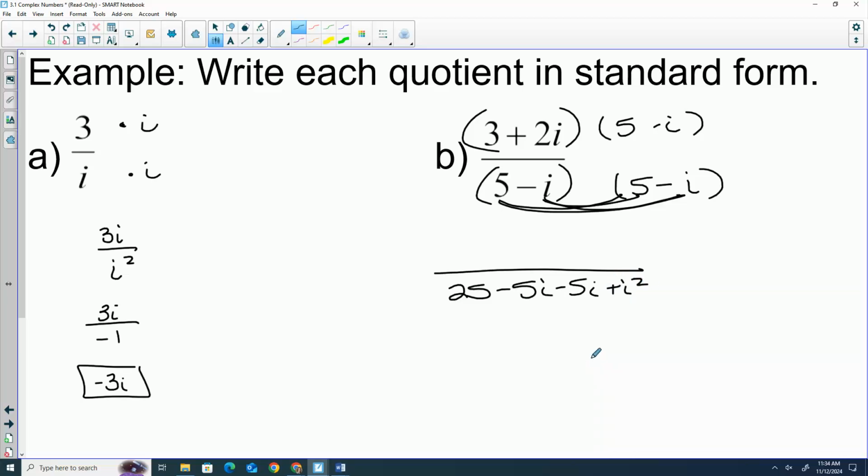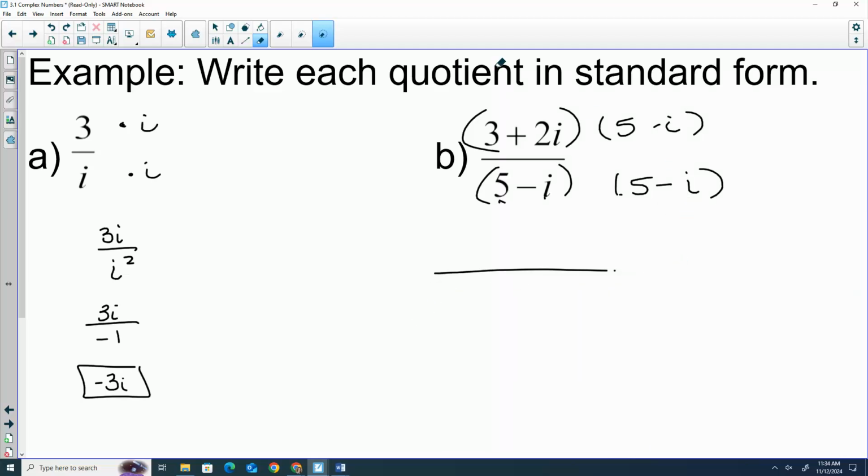Does that get rid of all my i's? No. It is going to make these turn into a -10i, but it didn't get rid of my problem. So 5 minus i won't work. What do you think we should do? 5 plus i. Let's try that.